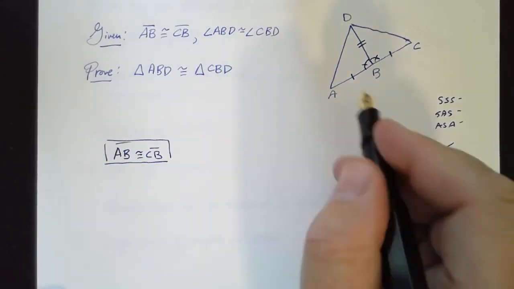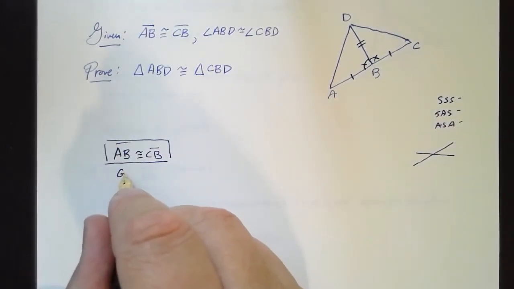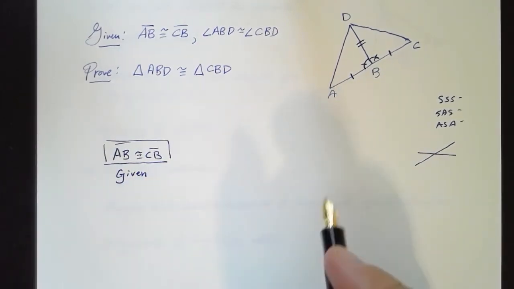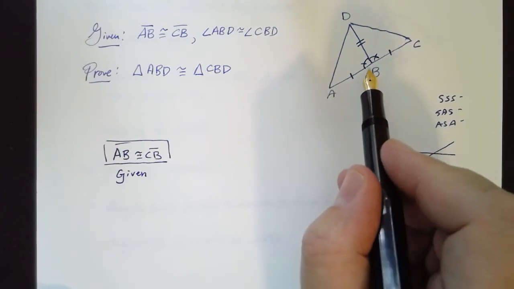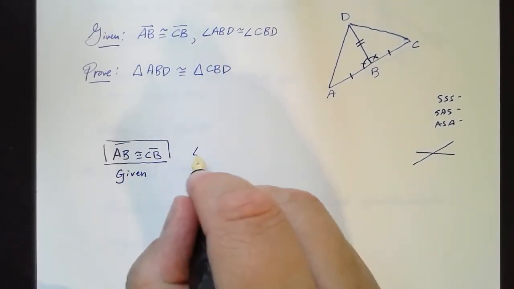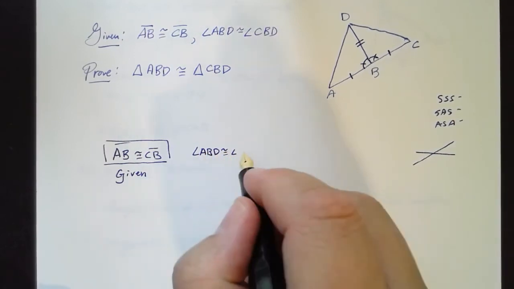How do I know that's true? That's a quote from the given. So it's a direct quote from the given. I can write given. Second, my pair of angles, that's these two right here. It's exactly that quote from the given. So I just recopy it down here. Angle ABD is congruent to angle CBD.